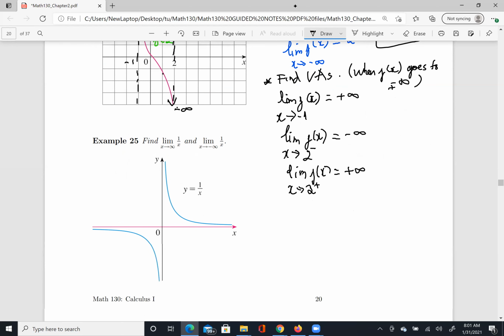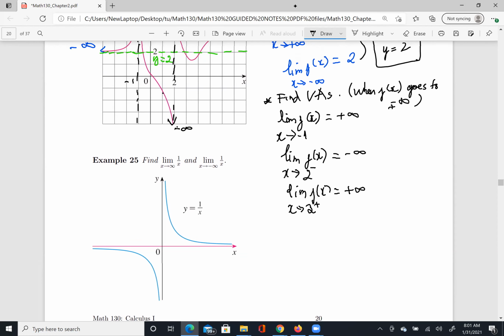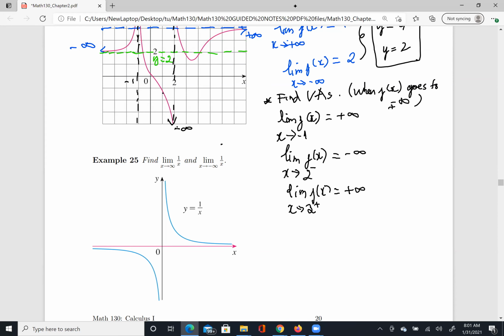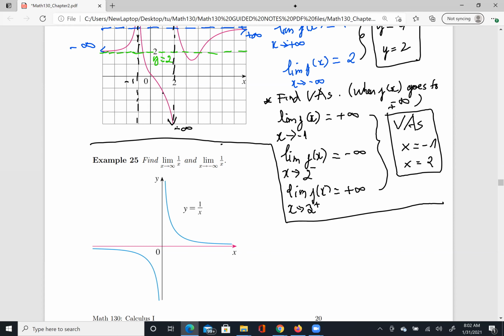Okay, it costs a lot of space, right? So how about this? Yep. So I'm gonna make a conclusion. The function has two vertical asymptotes, which are x equal to -1 and x equal to 2. Okay, so we're done with this problem.